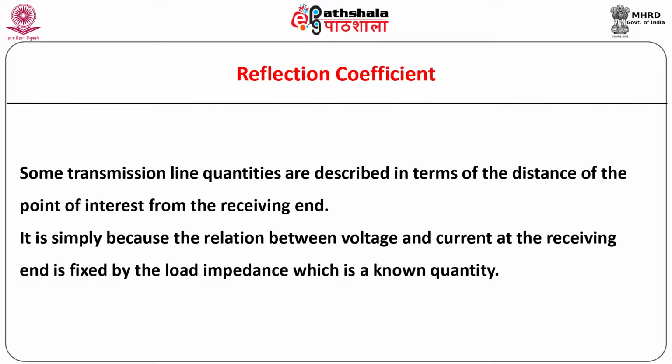Knowing the load impedance ZL and the characteristic impedance Z0 of the transmission line, we can calculate the reflection coefficient, which in turn can be used to compute the transmission coefficient, standing wave ratio, and other quantities at any point along the line. Hence, to start with, let us see how the expression for the reflection coefficient at the receiving end can be derived.